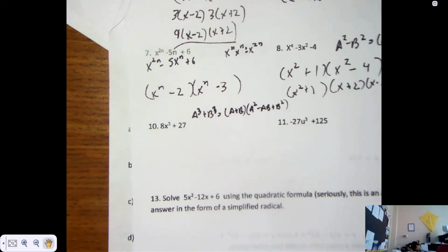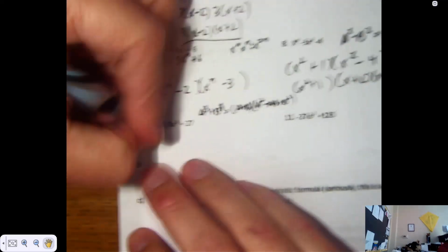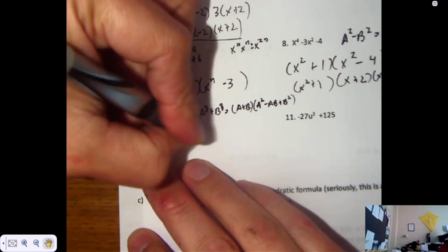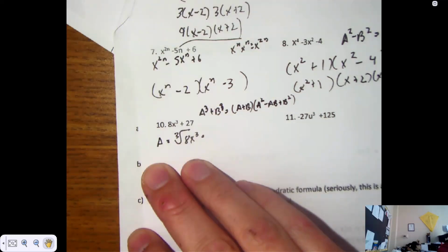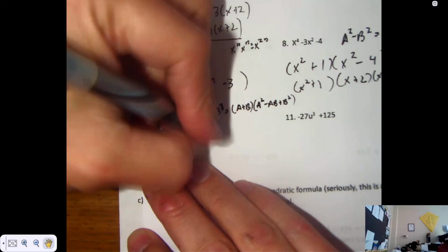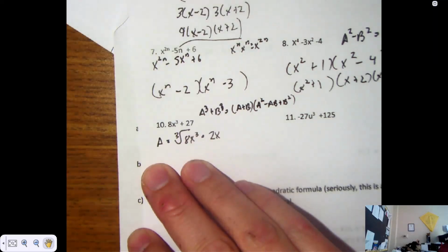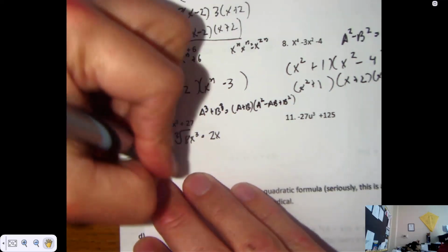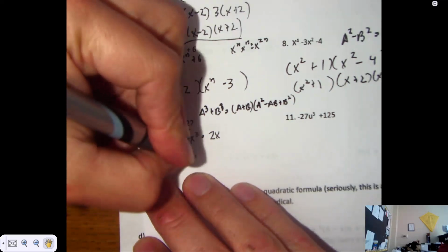That's a hard part for a lot of y'all, memorizing. How do you figure out what a is? Take cubic roots. A is the cubic root of 8x cubed. It's more than 2, it's 2x. The cubic root of 8 is 2. The cubic root of x cubed is x. B is the cubic root of 27, which is 3.